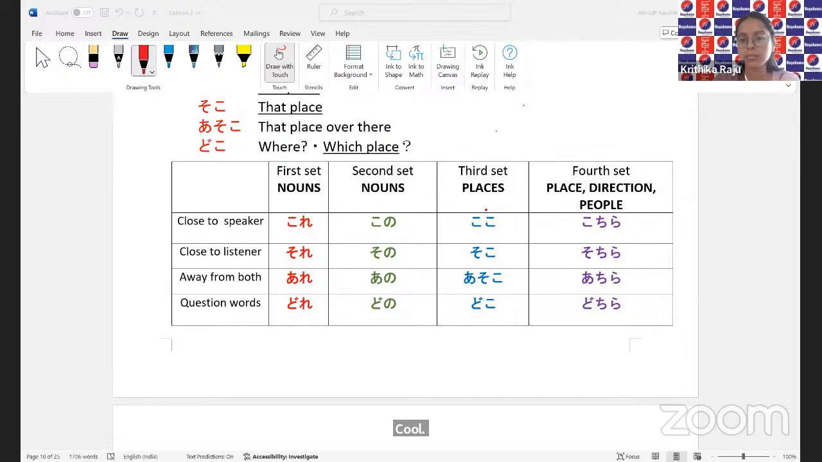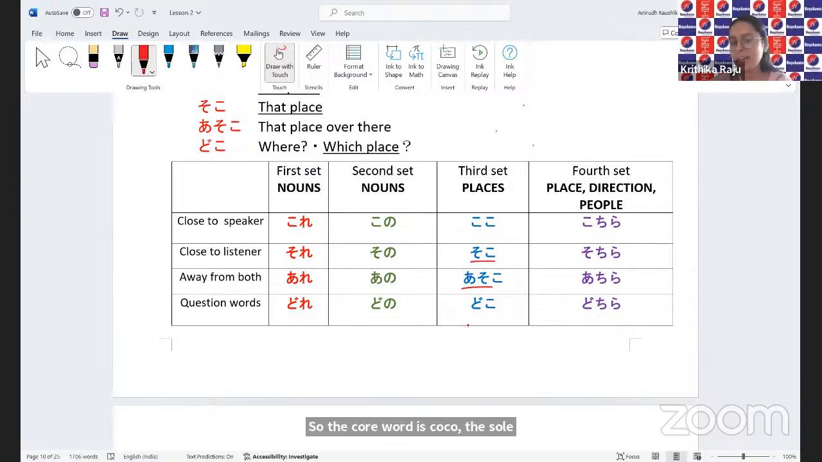Koko, soko, asoko, and doko. These are the four words. The ko word is koko. The so word is soko. What you need to be careful about is the a word. It's not ako. It's asoko. It's like you add an r to the soko, right? Asoko. And the question word is doko. So this is one thing that we'll have to be careful about.